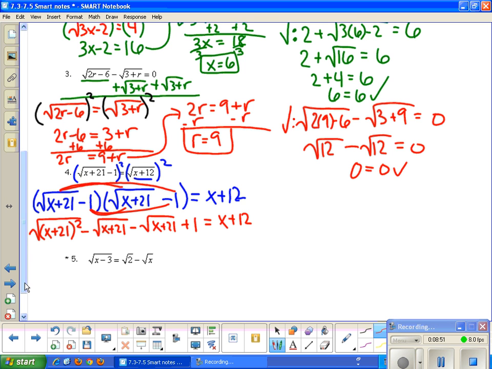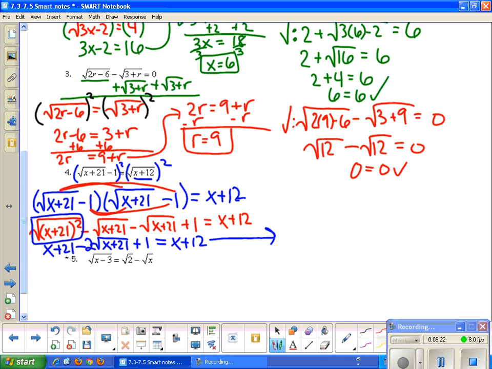And then we want to simplify this, so this first term that we have right here, the square root of x plus 21 squared, that takes care of the radical, so since we have a group of 2, we can take the x plus 21 out of the radical. And I have the root x plus 21 and root x plus 21 are like terms, so I have 2 of those. So minus 2 root x plus 21 plus 1 equals x plus 12.